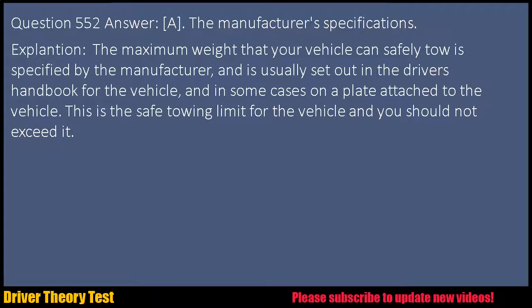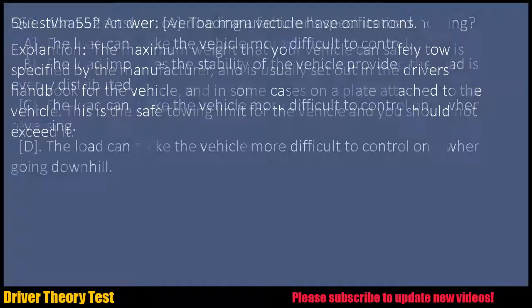Question 552. Answer: A. The manufacturer's specifications. Explanation: the maximum weight that your vehicle can safely tow is specified by the manufacturer, and is usually set out in the driver's handbook for the vehicle, and in some cases on a plate attached to the vehicle. This is the safe towing limit for the vehicle, and you should not exceed it.